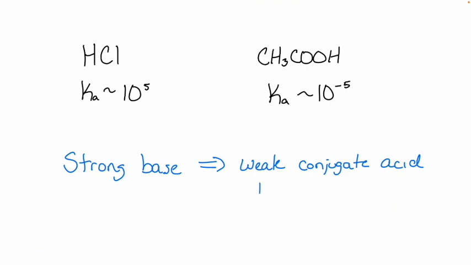And since it's a weak conjugate acid, that means that the Ka value for that conjugate acid is very small. Because again, we have this inverse relationship between acid and base strength. A strong acid has a terrible conjugate base. A weak acid, especially a very, very weak acid, will have a very good conjugate base.